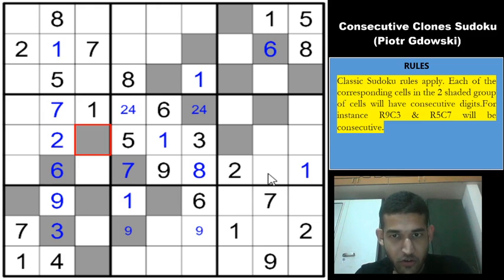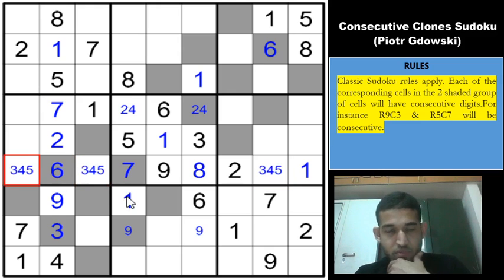Okay, let's try to fill row 6 now. 1, 2, 8, 9, 6 and 7. Remaining digits are 3, 4, 5, right? Let us write the candidates 3, 4 and 5.